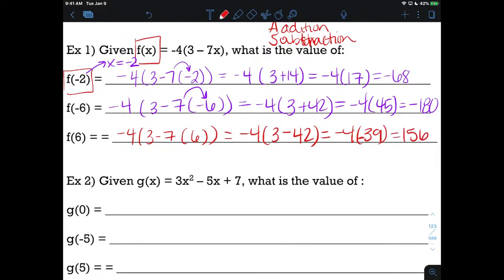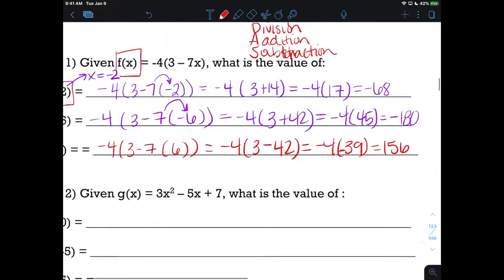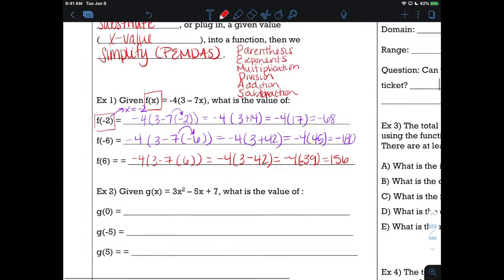All right, so I ended up with 3 different values. If I wanted to put these in a table, this is kind of a side note, just so you can get a better view of what it is. Typically, you'll see something like this. They'll say x is equal to -2, f of x or y is equal to -68, -6, -180, +6, +156. Noticing that these guys are all paired up to make points, okay? So let's take a look at the next one.